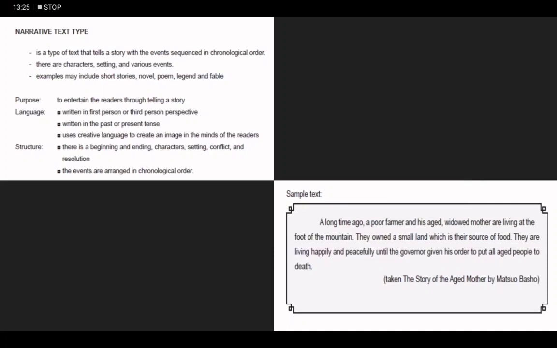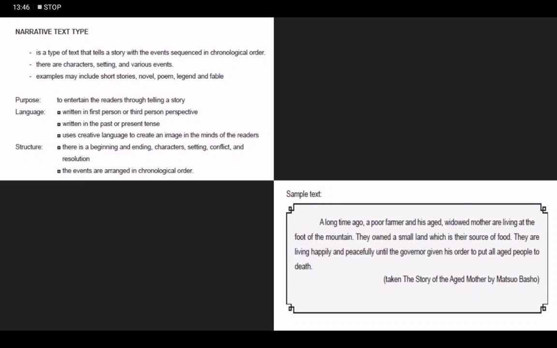So here's a sample text. Who would like to read? Thank you. Now this was taken from the story of the aged mother by Matsuo Basho. So why can we consider it a narrative text type? Because it tells a story. It has characters, setting, various events.